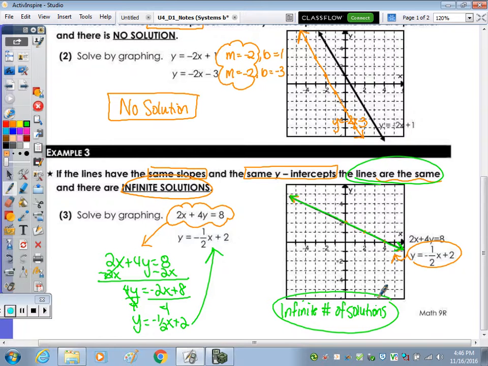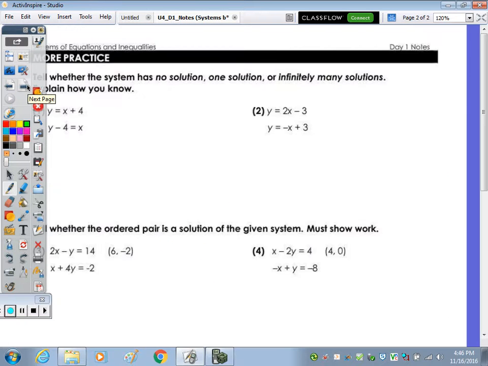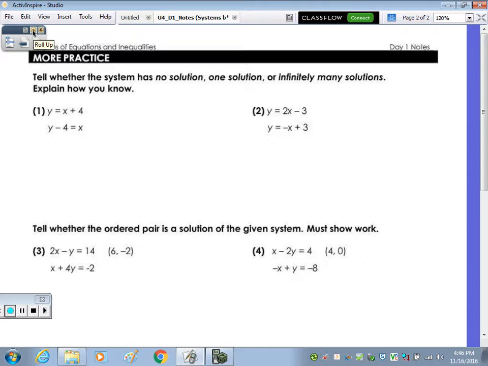On the back side, it says tell whether the system has no solution, one solution, or infinitely many solutions. Remember, it has infinitely many solutions if you have the same line. So let's look at both of these problems to see if we have the same line.